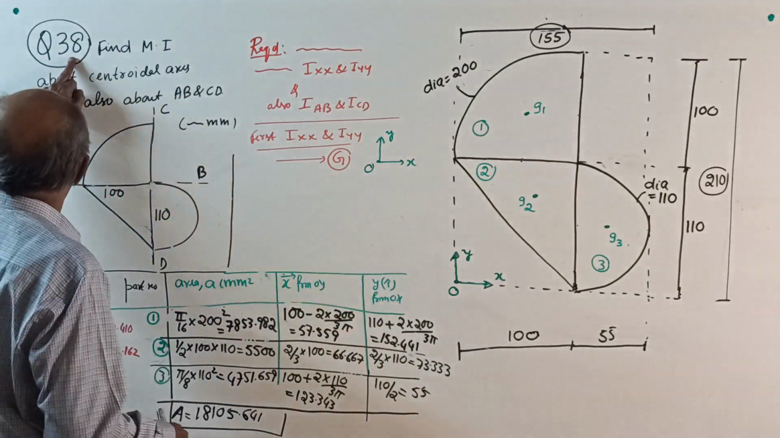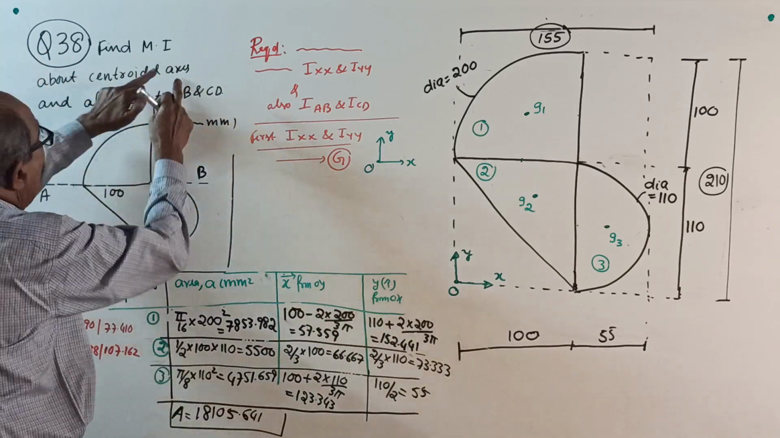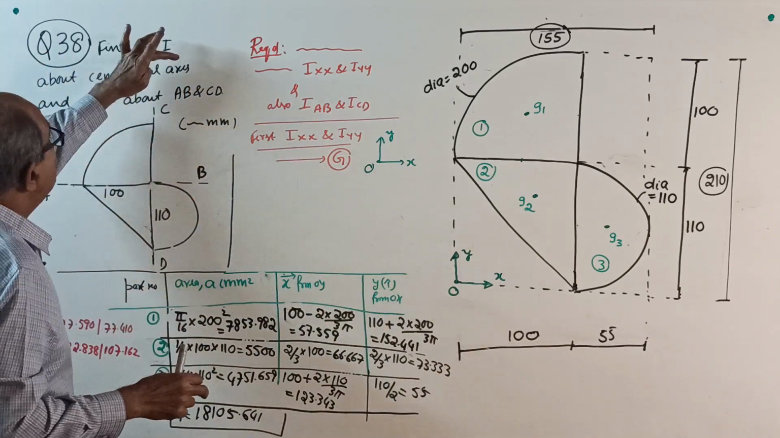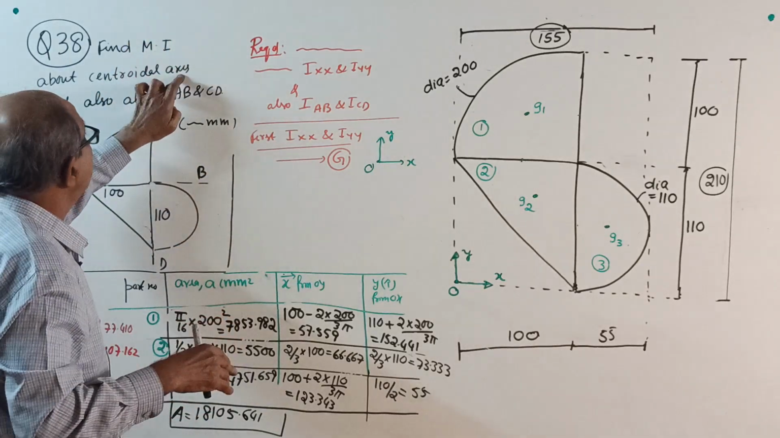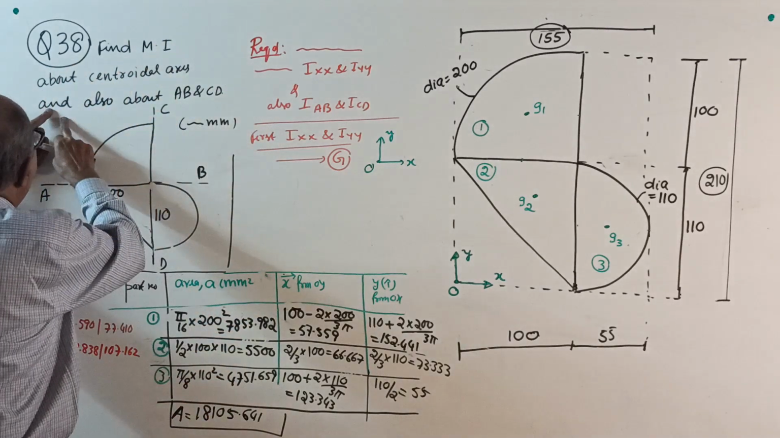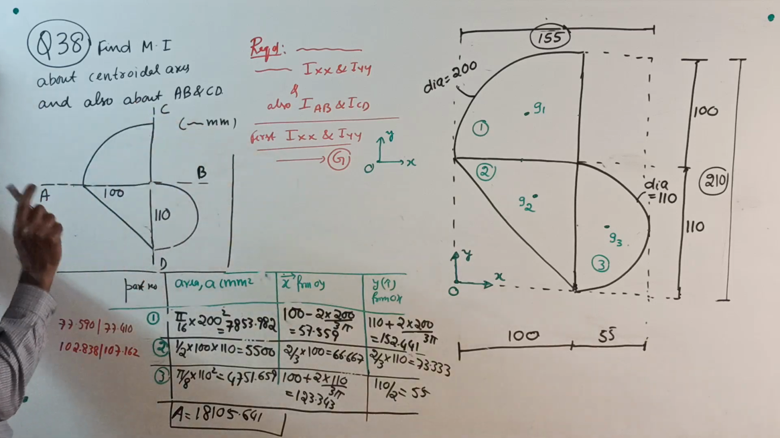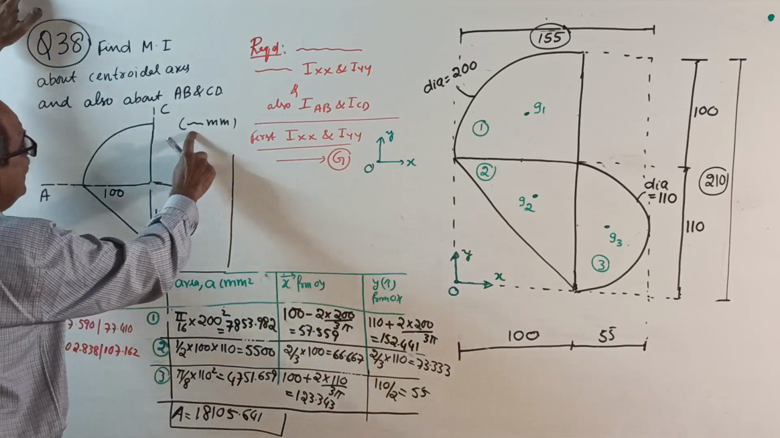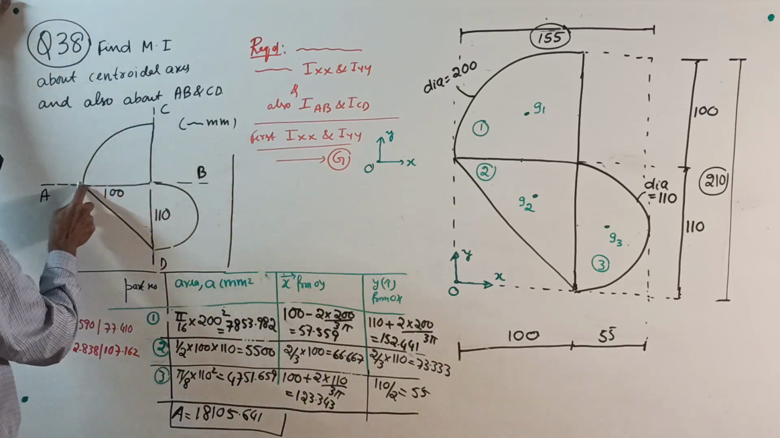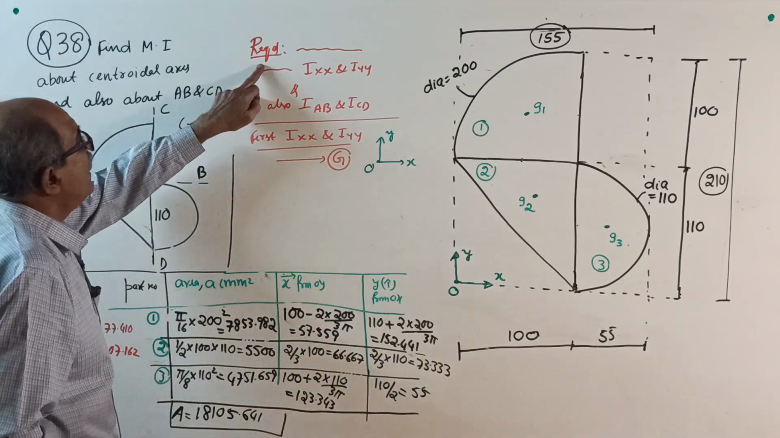Okay. Question 38. Find moment of inertia about centroidal axis. See, if I put a dot here, axis means you should tell xx or yy. Axis is plural. And also about AB and CD. So two questions are there. Okay, leave it. Write the question. All dimensions in millimeter. See, 100, 110. Very simple question.